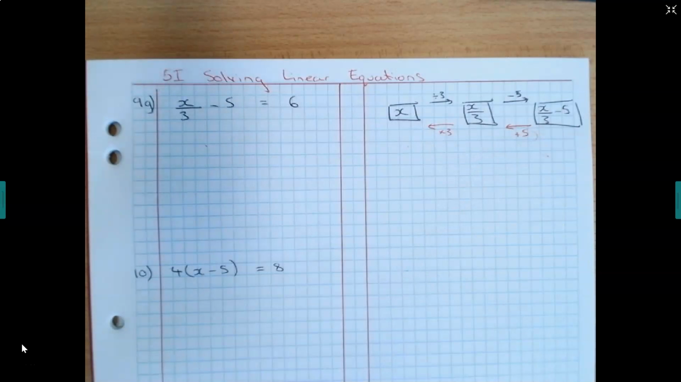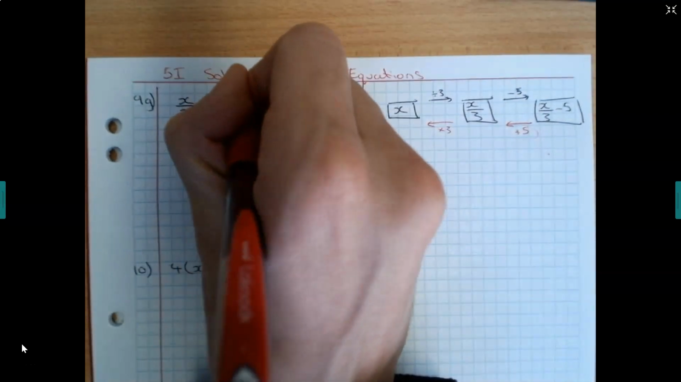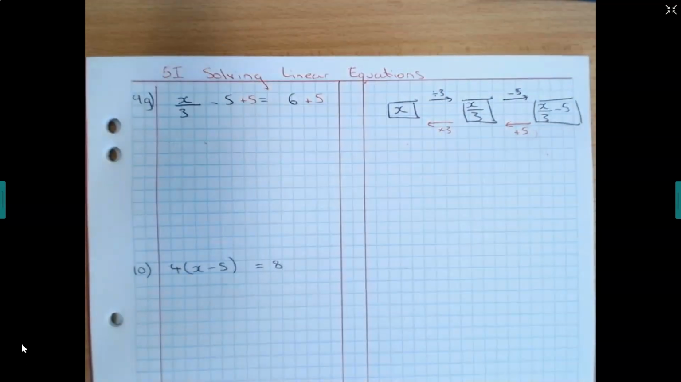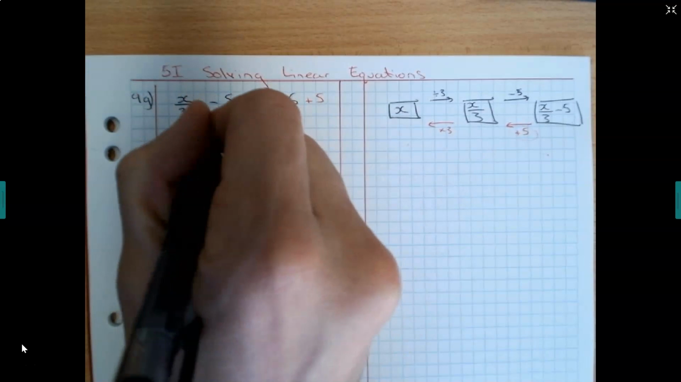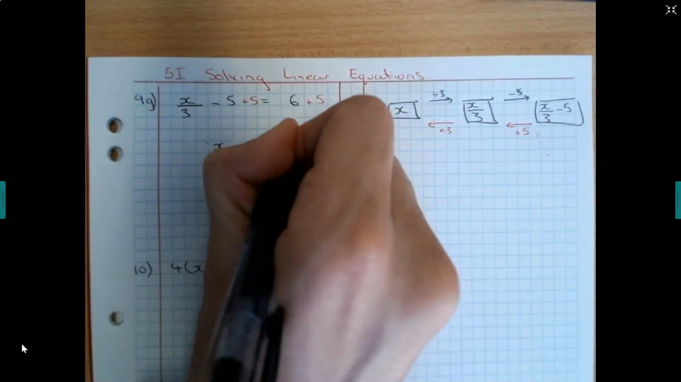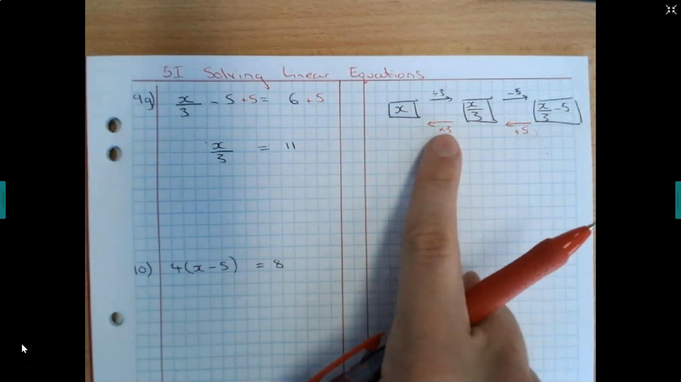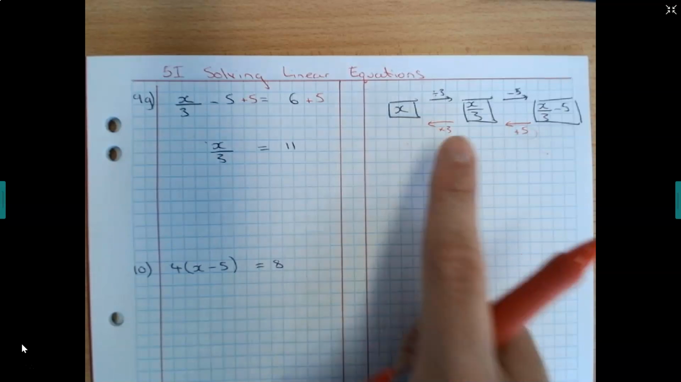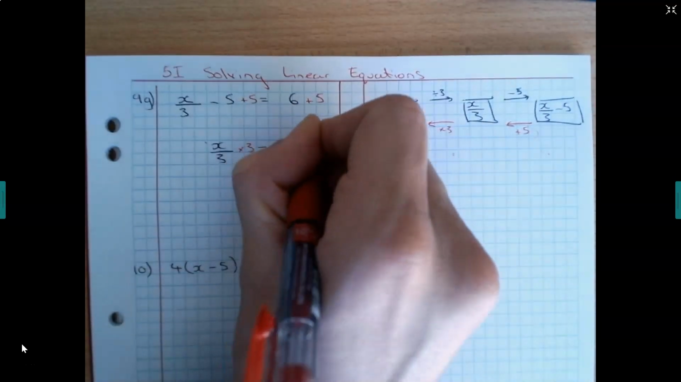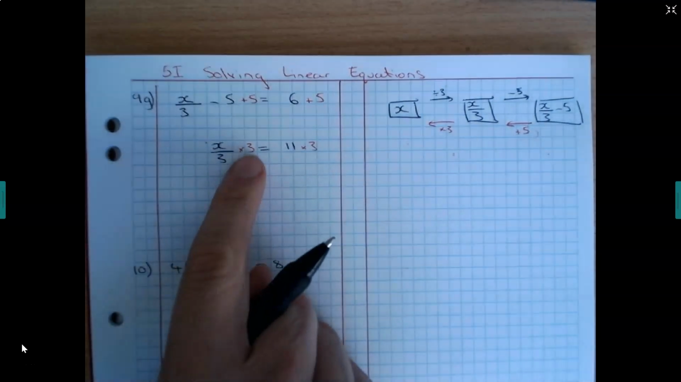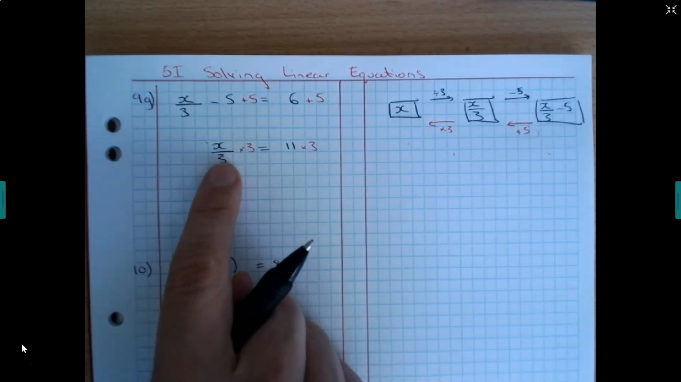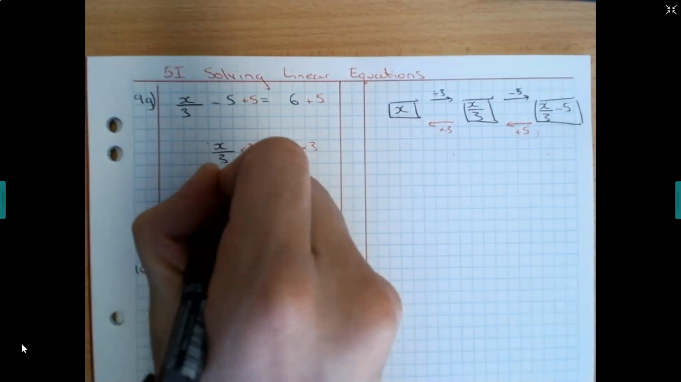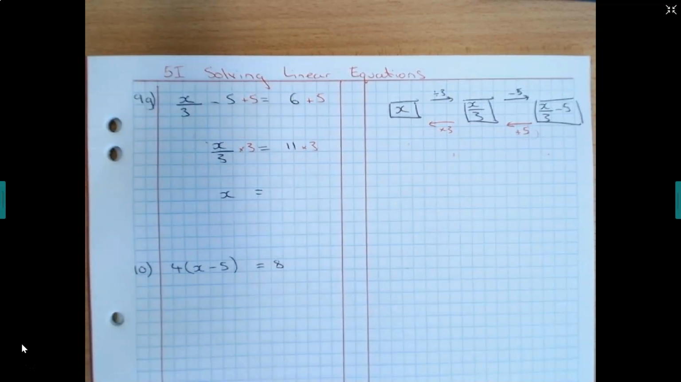So I'm going to add 5 to both sides. In a different color, plus 5, plus 5. So I'm left with just x over 3, because minus 5 plus 5 is 0. So the only thing that's left is x over 3 is equal to 11. Then we come back to our flowchart. The next thing that has to happen is we multiply both sides by 3. So you times by 3 and times by 3. Why? Because now 3 divided by 3 is just 1, so I'm just left with x, or 1x, and that's equal to 33.